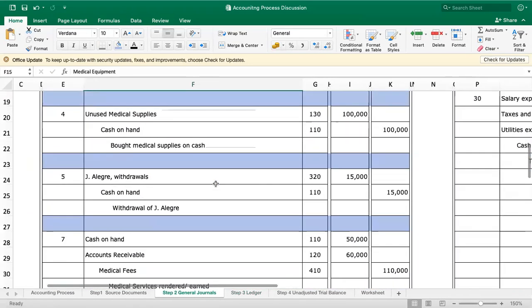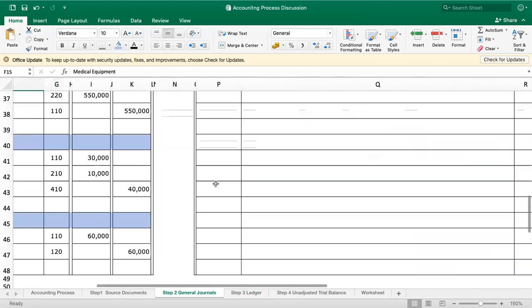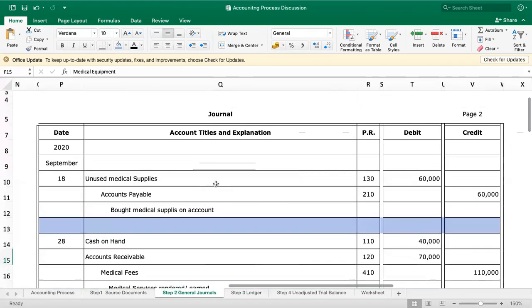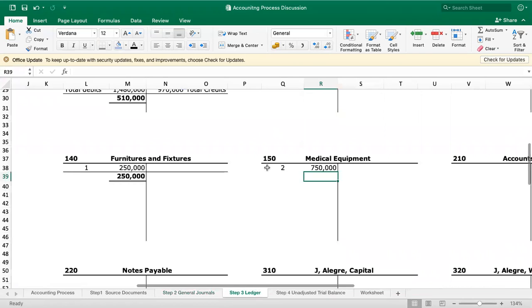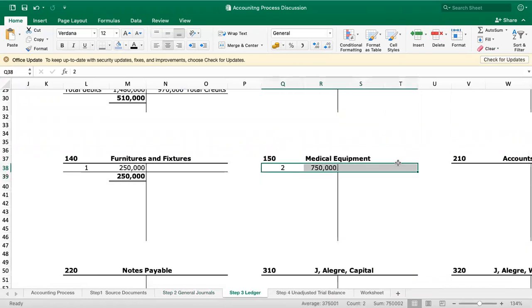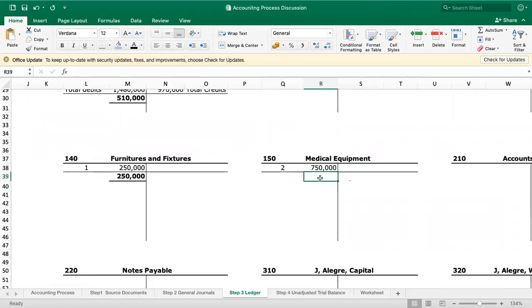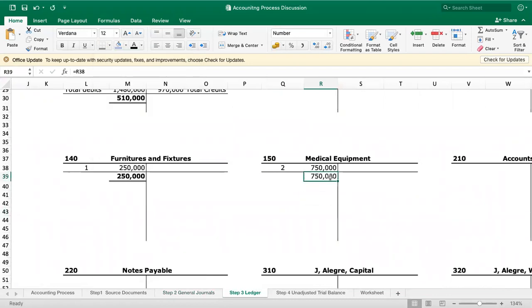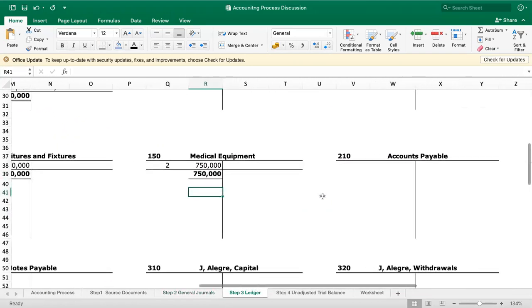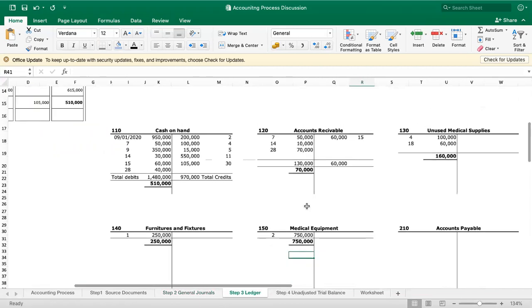Okay, let's find another transaction na may medical equipment account. Wala na dito sa page 1, page 2, wala na din sa page 2. So therefore, isang transaction lang yung medical equipment natin. So that is 750,000 debit balance. Okay, so next is you have accounts payable. So we are done with our asset accounts, di ba? Tapos na tayo sa assets.